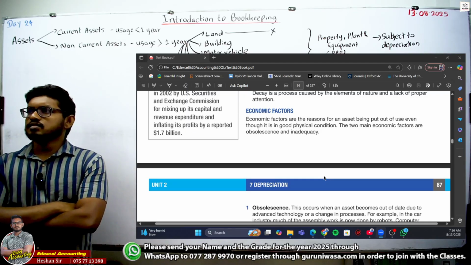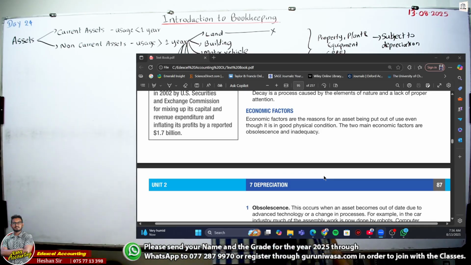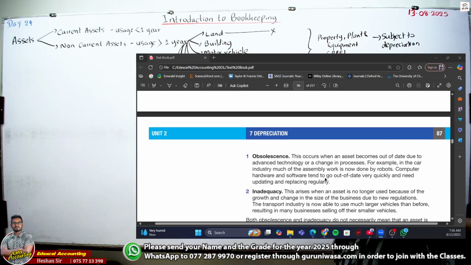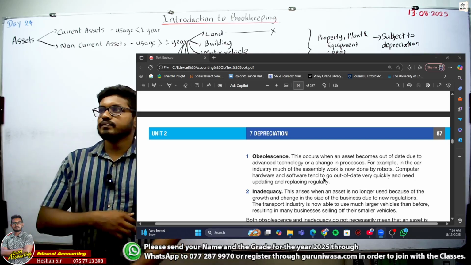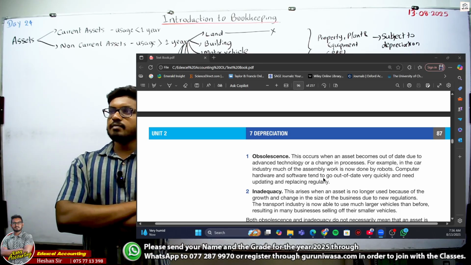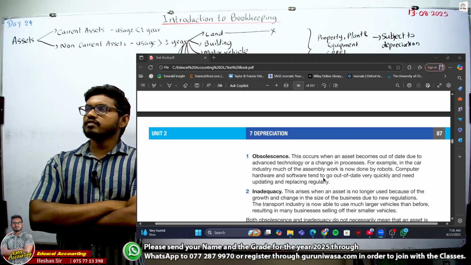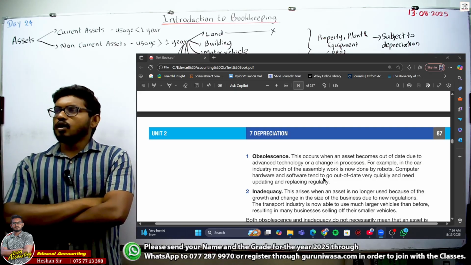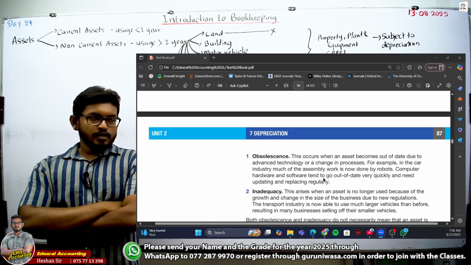Obsolescence. This occurs when an asset becomes out of date due to advanced technology or a change in process. I told you, because of the new innovations, right? For example, in the car industry, most assembly work is now done by robots. Computer hardware and software tend to go out of date very quickly and need to be updated and replaced regularly, right?